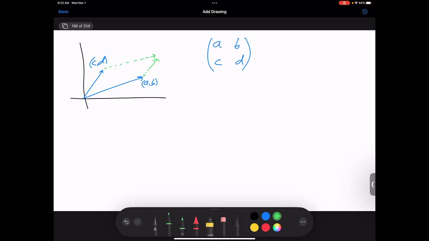What would this green point be over here? What would be the coordinates of that point? A plus C, B plus D. And I want to find the area of this parallelogram. If I rotate my coordinate axes, does that change the area of the parallelogram? That's one of our assumptions from geometry.